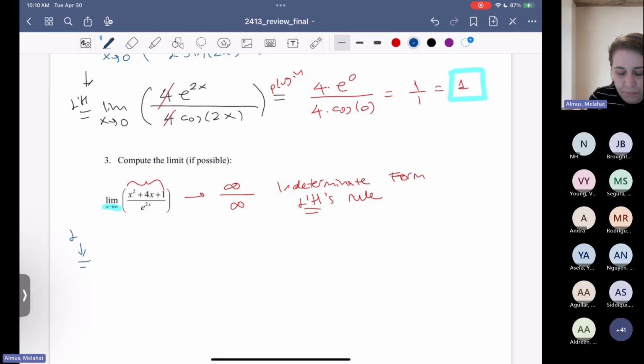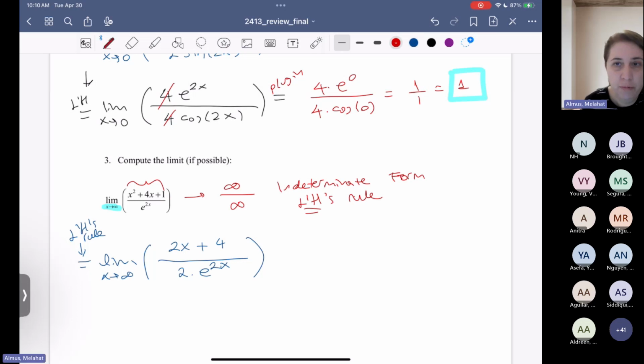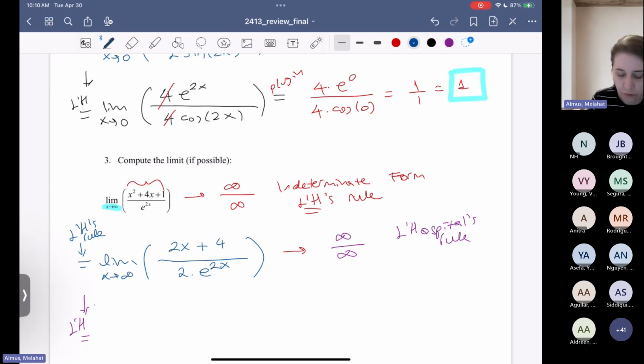So let's use it. L'Hopital's rule. Limit as x goes to infinity, derivative of the top versus derivative of the bottom. 2x plus 4, 2 times e to the 2x. And then, this is a fresh problem. As x goes to infinity, what happens to this expression? You'll see that it's still infinity over infinity. So it calls for another round of L'Hopital's rule. Let's use it. I'm going to write LH for short. You know what it stands for. You're experts on this now.